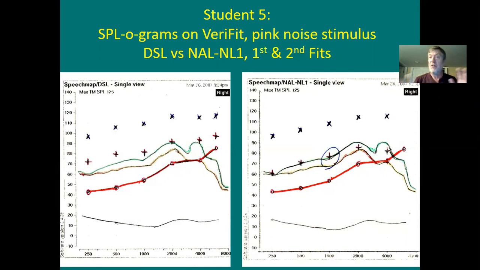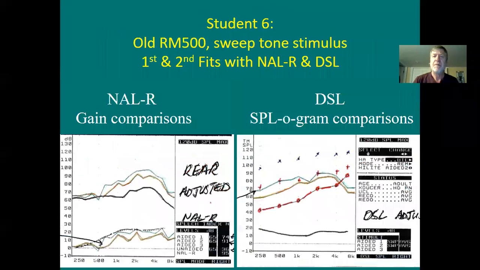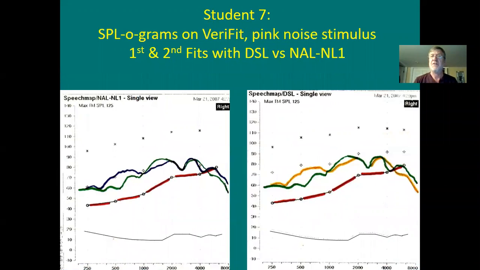Remember, cochlear dead areas. These are the worst hearing loss areas. You've got the most hair cell deaths. So audibility versus effective audibility, all of that stuff from the fitting methods portion of this course. Student 6, just constantly. Now R gain comparisons, DSL, SPLogram comparisons. And the results are consistently like that all the way across. Student 7, it's just always like that.